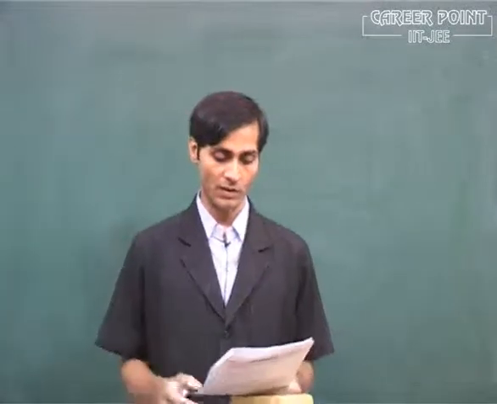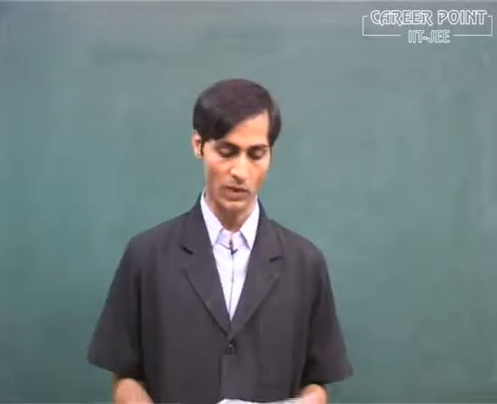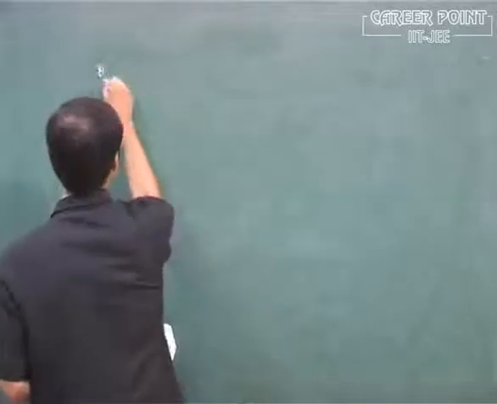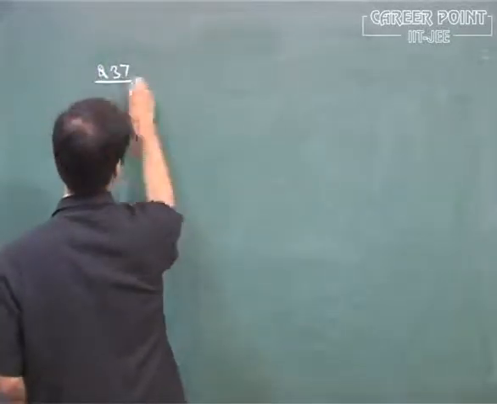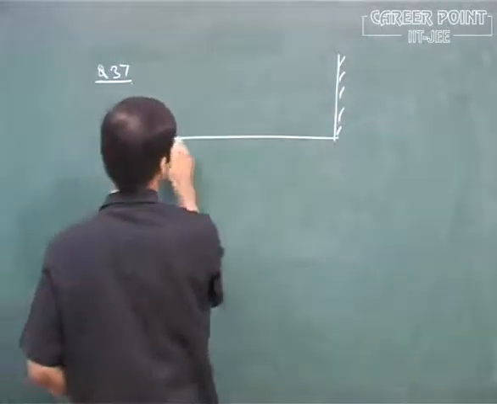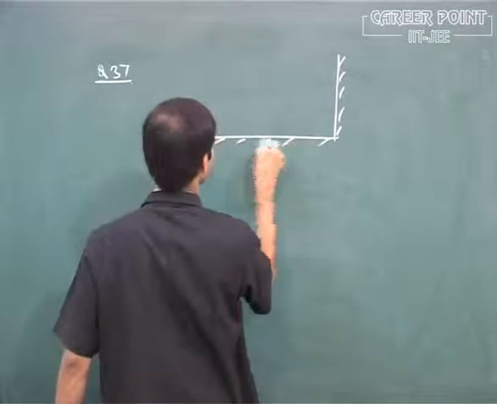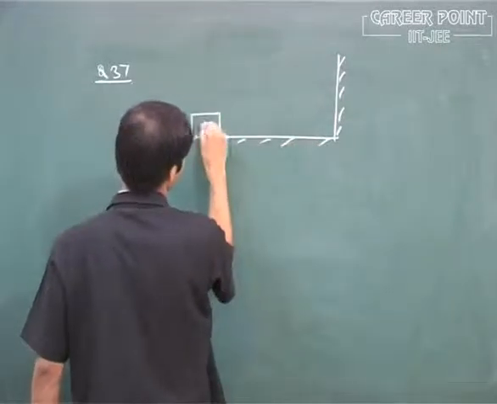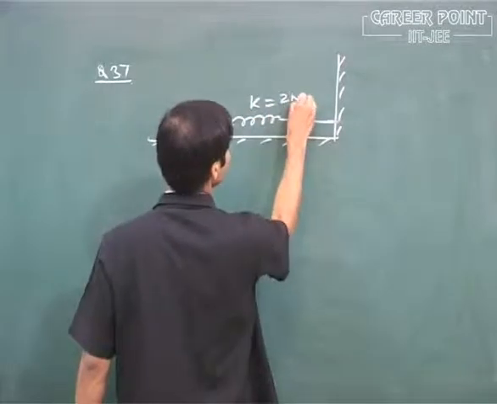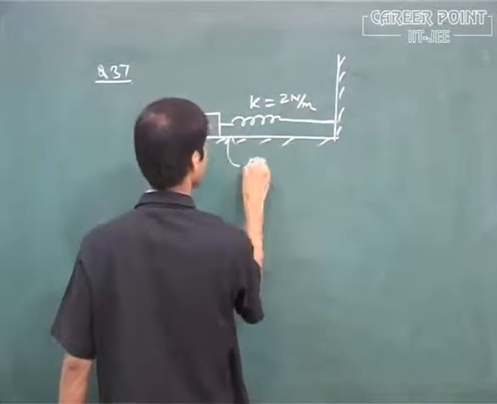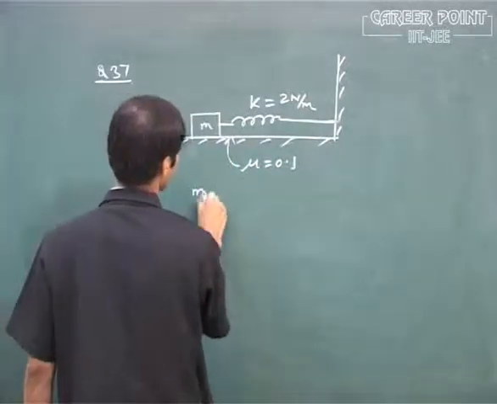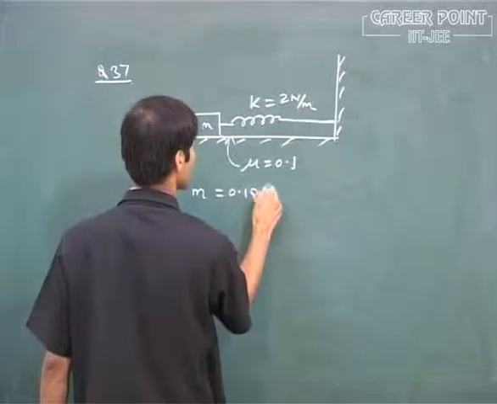Now the next question in paper 2 physics is question number 37. In this question, a spring block system is given. Force constant is given 2 Newton per meter. Coefficient of friction is given 0.1. Mass of the block is given 0.18 kg.